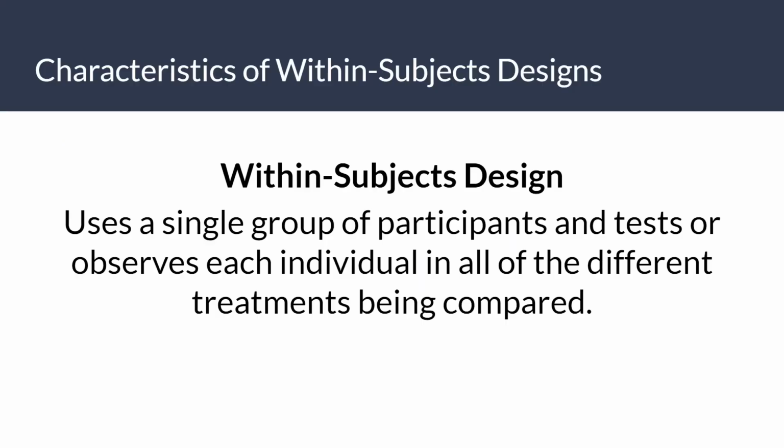So let's begin. The characteristic of a within subjects design is that it uses a single group of participants and tests or observes each individual in all the different treatments being compared. So instead of recruiting other participants in order for you to compare one group or one condition to another, what you're doing here is that you're exposing the same group to a lot of different conditions, two conditions, three conditions, so on and so forth, and then you compare their performance in these different conditions. Let's try to know why there is a need for such an approach in designing an experiment.